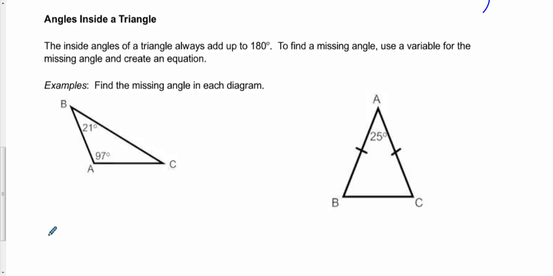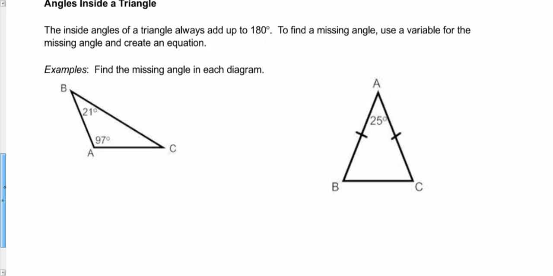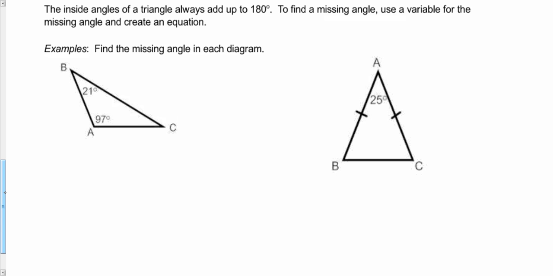create an equation. So we know that because it adds up to a total of 180 degrees, let's call this example here on the left-hand side. We know we've got two angles. We've got 21 degrees and 97 degrees. So we don't know the value of angle C. This is the angle that we don't know. So we're just going to call that C.